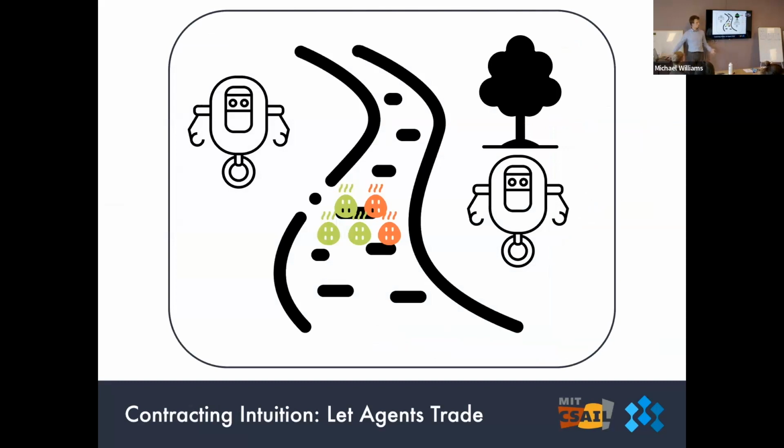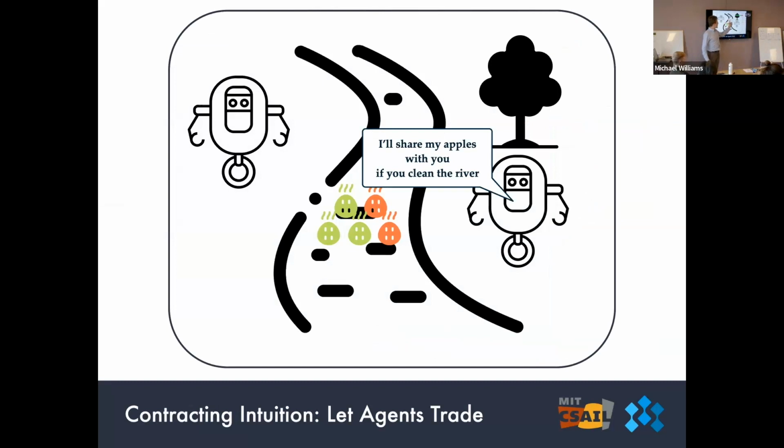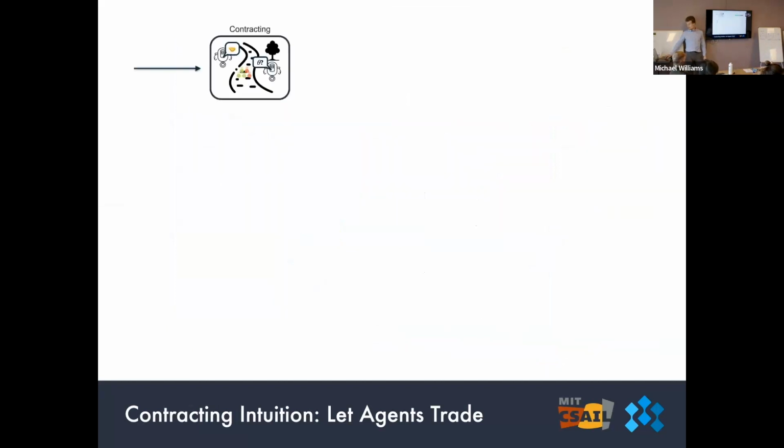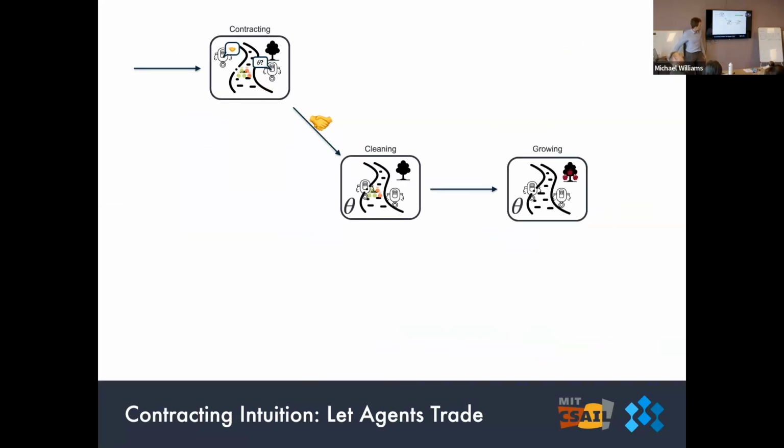So let's see what commitments can do. I think it's clear the whole meeting here is about commitments. I will commit to share my apples with you to clean the river. The other robot says yes. What happens in this case? A certain contract is in place, which alters, in this case, how many apples you effectively get. Some apples are automatically transferred.